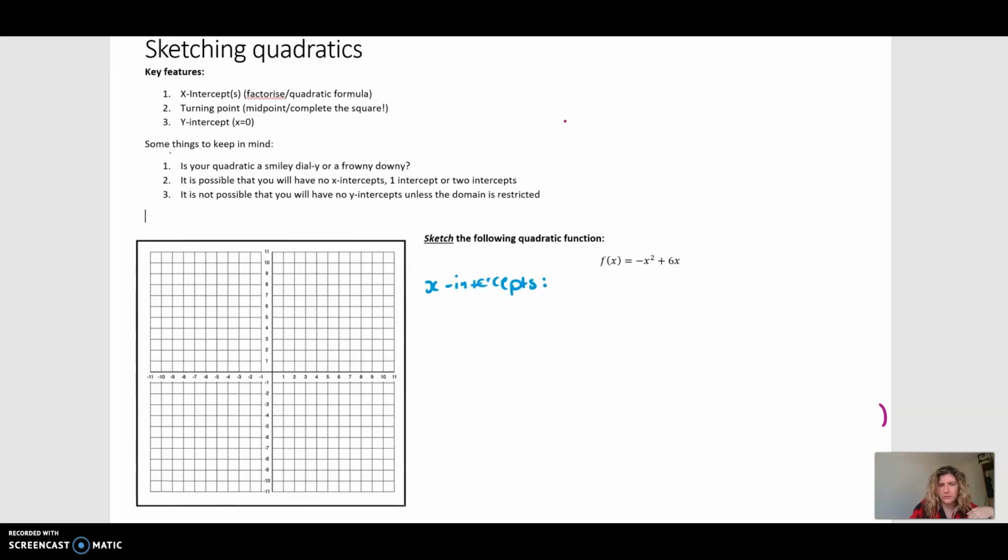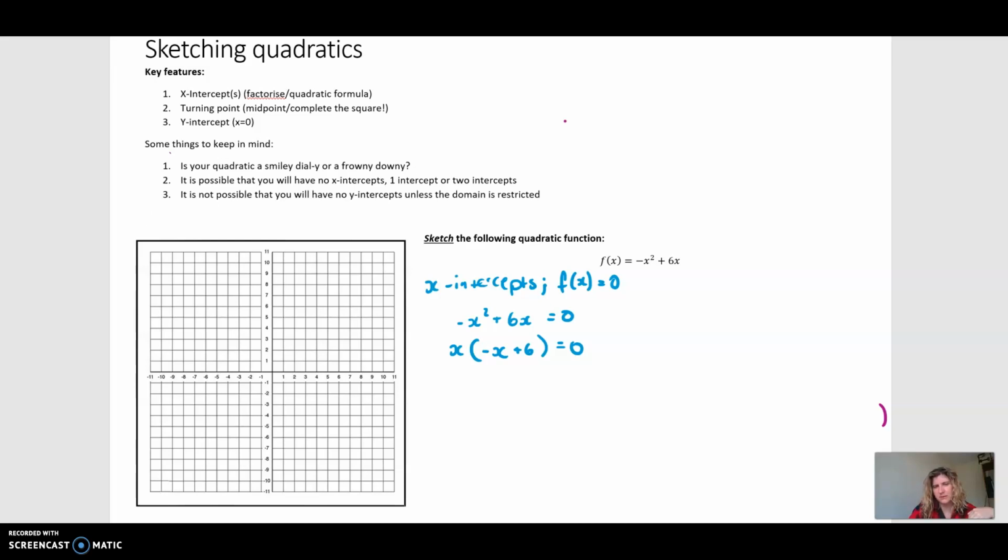Okay, so x-intercepts: f of x is equal to 0, so we've got negative x squared plus 6x is equal to 0. Now from here, I'm going to take out a common factor, so I'm going to take out x. In here, I'm going to be left with negative x plus 6 equals 0. You could have taken out negative x as a factor, and that would have changed the inside sign to a negative, but I just want to keep it consistent for the moment.